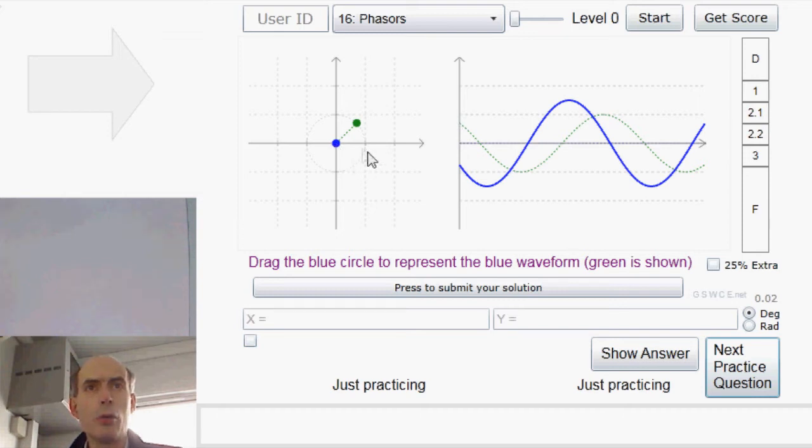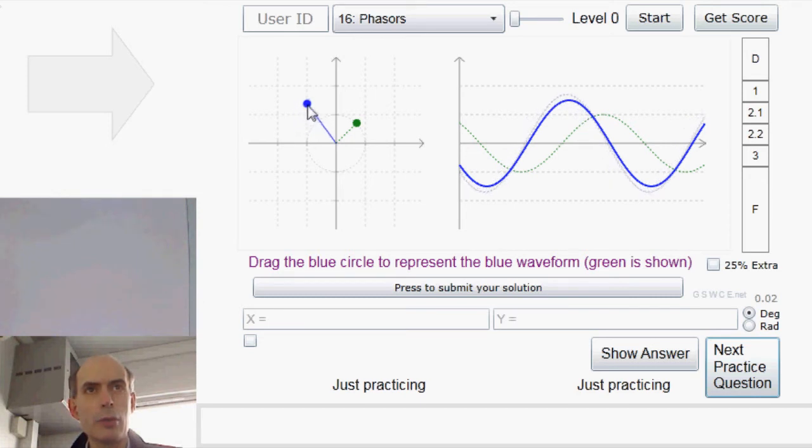The blue, on the other hand, can be dragged, and I can pick that up and drag it around this display wherever I want. And at level 0, the waveform corresponding to this blue phasor is shown on this diagram, which makes solving this problem really rather easy, since what you're trying to do is make this blue phasor represent this waveform. All you have to do is move the blue phasor around until the dotted blue line on the waveform display here coincides with the solid blue line.